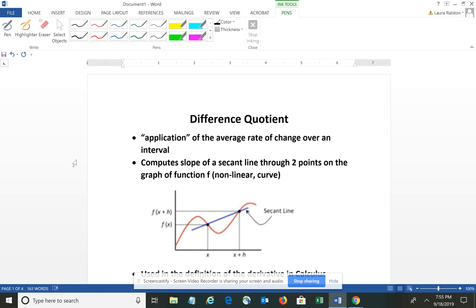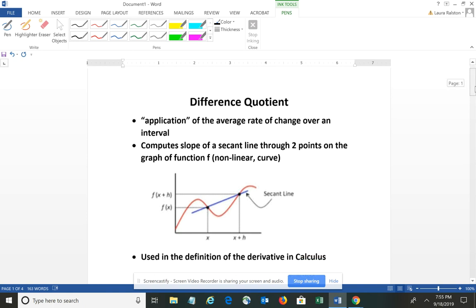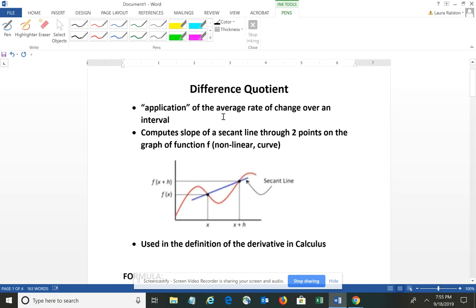The formal definition of the difference quotient is it computes the slope of a secant line through 2 points on the graph of function f. Really, the difference quotient is similar to the idea of slope. When we talk about slope, we're talking about only linear functions or lines.